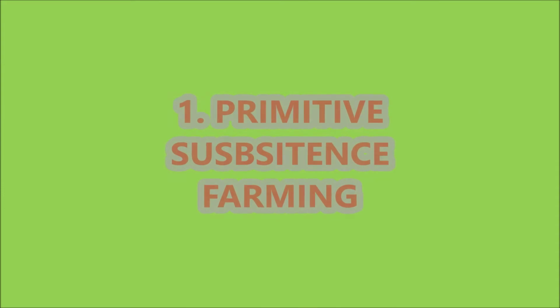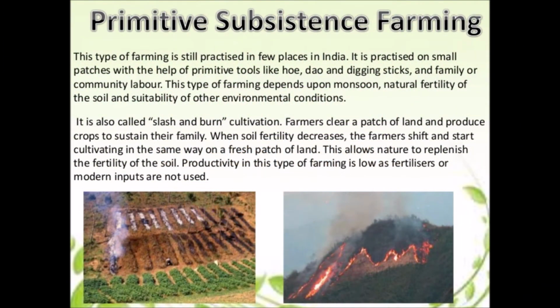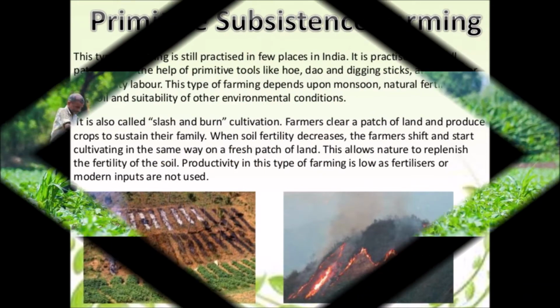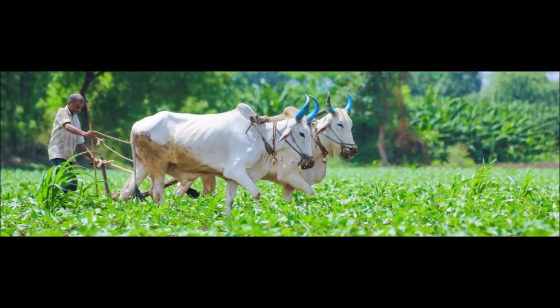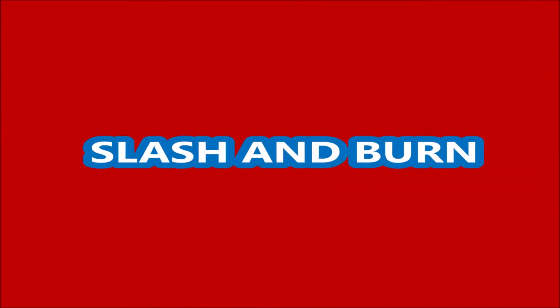1. Primitive subsistence farming. This type of farming is still practiced in few pockets of India. Primitive subsistence agriculture is practiced on small patches of land with the help of primitive tools like hoe, dao and digging sticks, and family and community labor. This type of farming depends upon monsoon, natural fertility of the soil and suitability of other environmental conditions to the crops grown. It is a slash and burn agriculture.